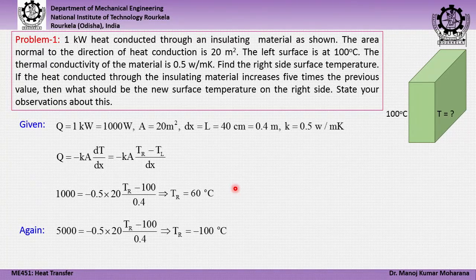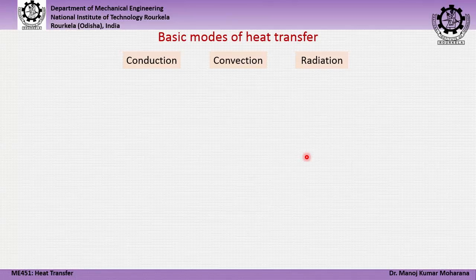Because of this 5 times increase in the temperature difference, you are able to increase the heat transfer between the surfaces by 5 times, from 1000 watt to 5000 watt, or from 1 kilowatt to 5 kilowatt. Next, before you go into further detail on conduction, we will first understand the concept of convection, then the concept of radiation, and after that we will return to this point where we have stopped regarding the mode of heat transfer, conduction. So, next we will go for convective heat transfer.